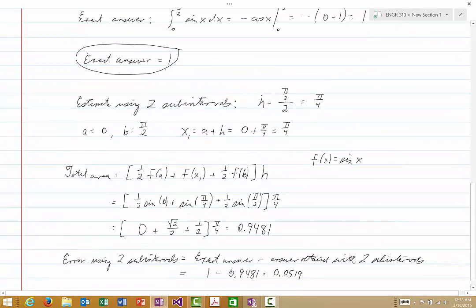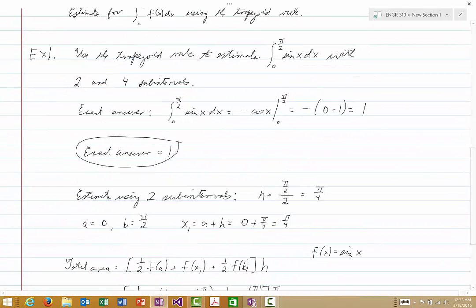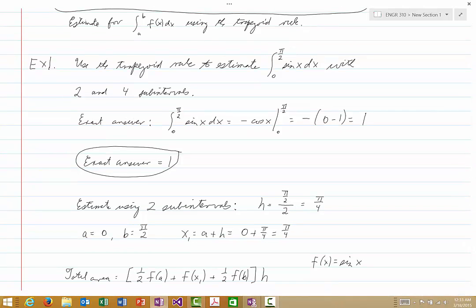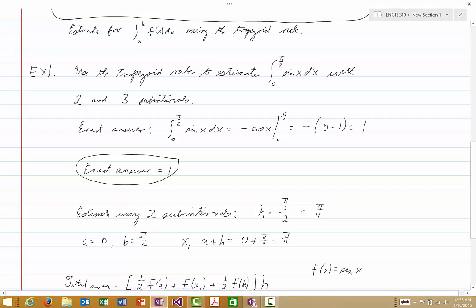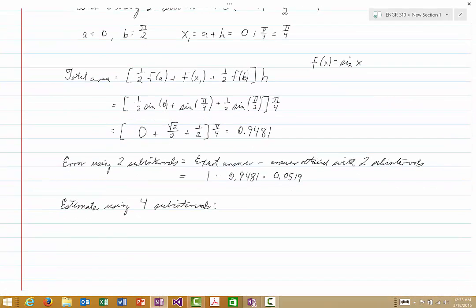Actually, I think to keep this simple, instead of 2 and 4, I'll change this and just make it 2 and 3. Obviously, if you were going to do a lot of work like this, you would want to write a computer program to do it rather than doing it by hand. So let's change this second one to 3 subintervals. Now, I would encourage you to stop the video and try to do this yourselves based on what we have already done, just to make sure you have the idea straight, and then come back.